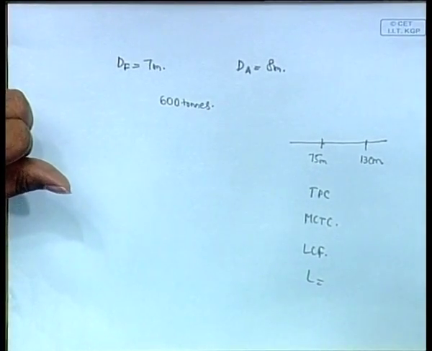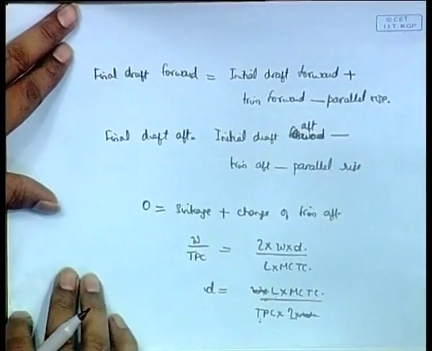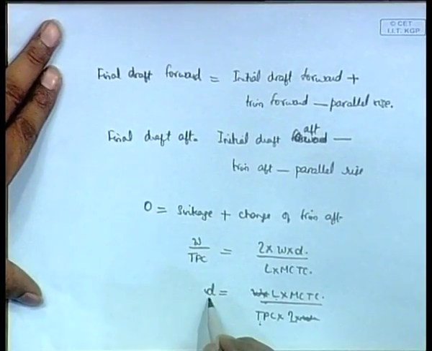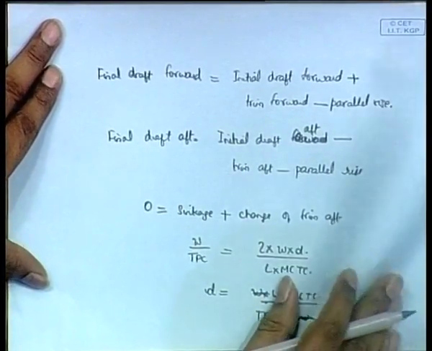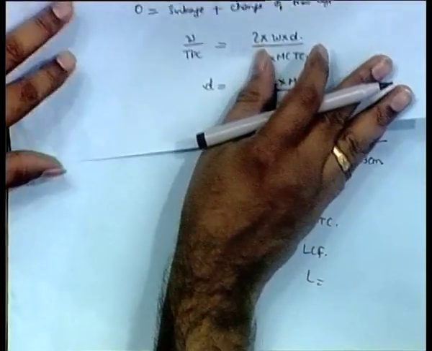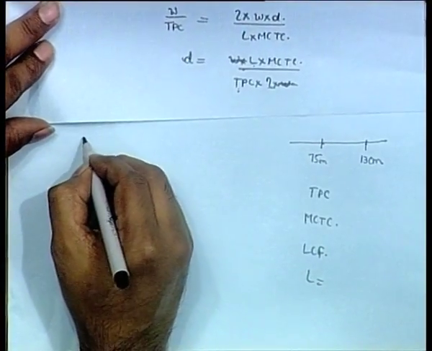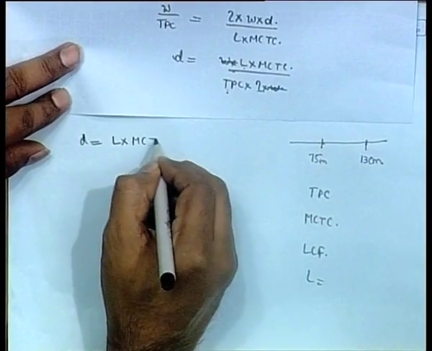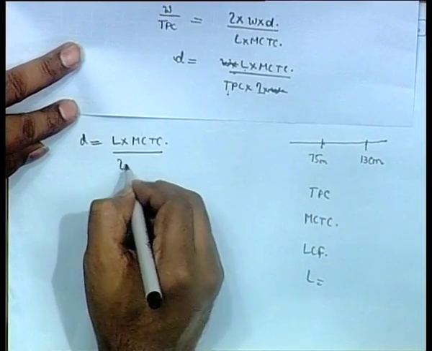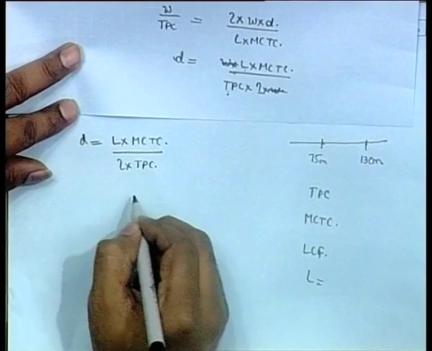straight away we can use this formula, there is nothing much to do actually. So, D is the distance through which the weight has to be shifted, it is equal to L into MCTC by TPC into l. So, if we just put this formula, the distance through which it has to be shifted is equal to L into MCTC divided by small l into TPC.